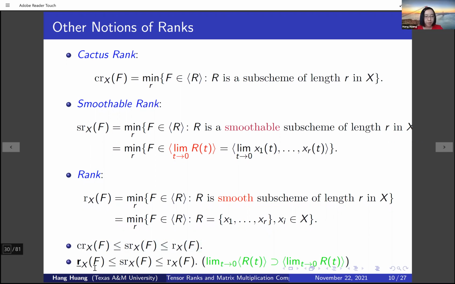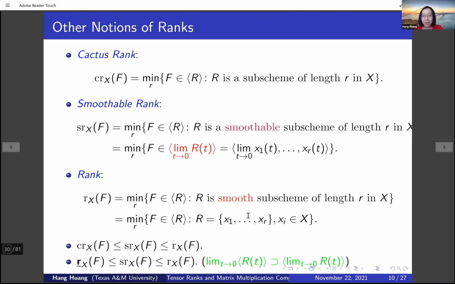You also have a relation between smoothable rank and border rank. The smoothable rank asks you to find your point in the span of a limit of r distinct points. However, the border rank asks you to find your point in the limit of the span of r distinct points. And we know that the limit of the span is always larger than the span of the limit. So the border rank will always be bounded above by the smoothable rank.